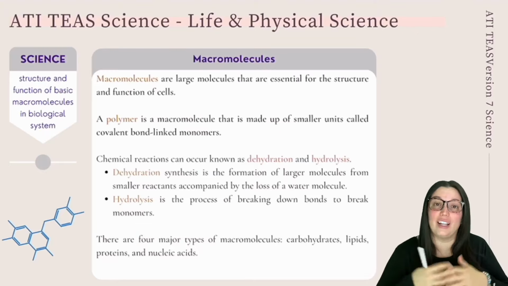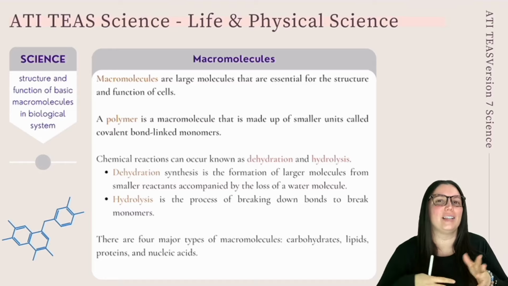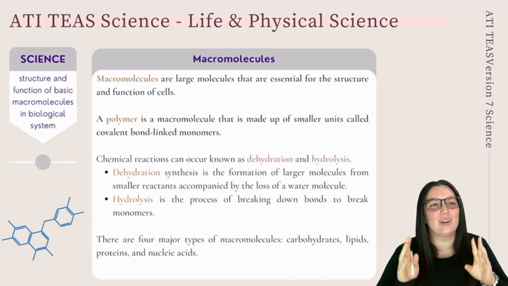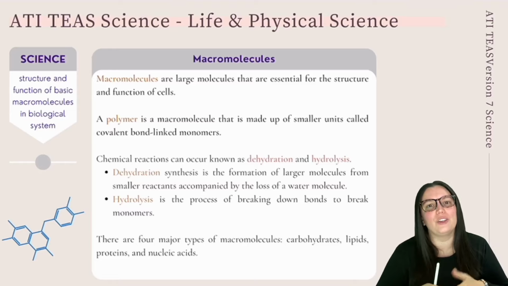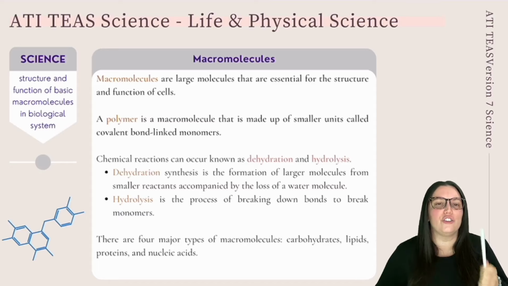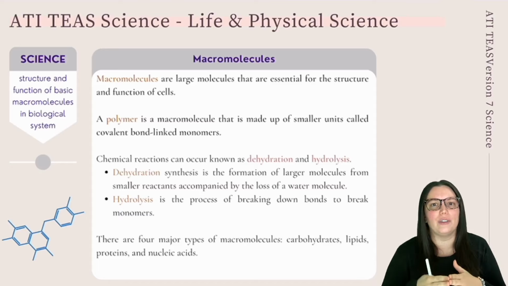I get it. That was a lot that you had to take in. So let's go back to stuff that's not as complicated. And we're going to start by talking about macromolecules. Macromolecules are large molecules that are essential to the structure and function of cells. A polymer is a macromolecule that is made up of smaller units called monomers, linked by covalent bonds.